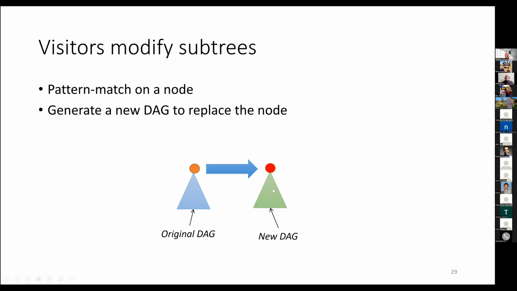Now, in general, the visitors operate by modifying subtrees. They don't modify the whole tree. So they will pattern match on a node, and they will generate a new DAG to replace that particular node. For example, in this figure, I'm showing you a DAG rooted at the node. Let's say this is a constant folding visitor, and the node is a plus. And if the operands of the plus are both constants, this will replace this tree with a trivial node, a tree that has only one node. But in general, a visitor will take a rooted DAG and return another rooted DAG.